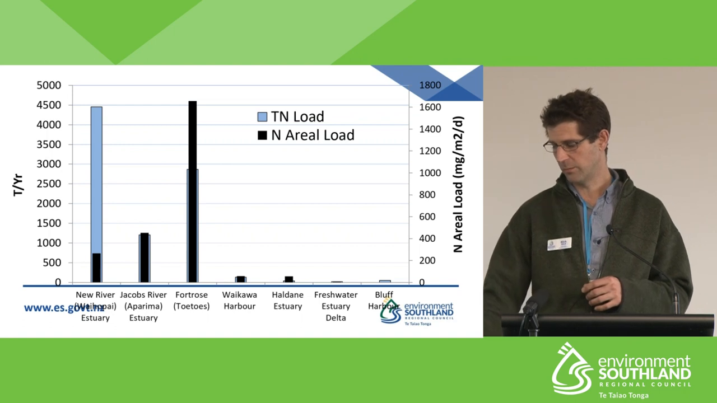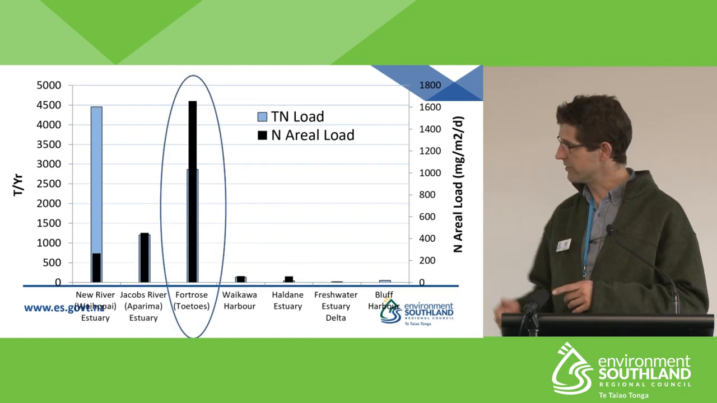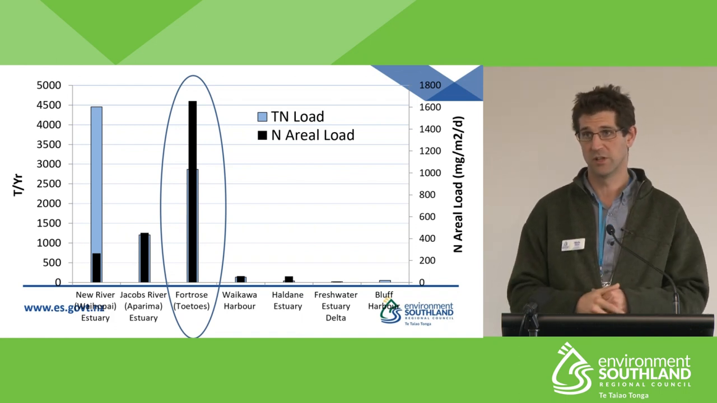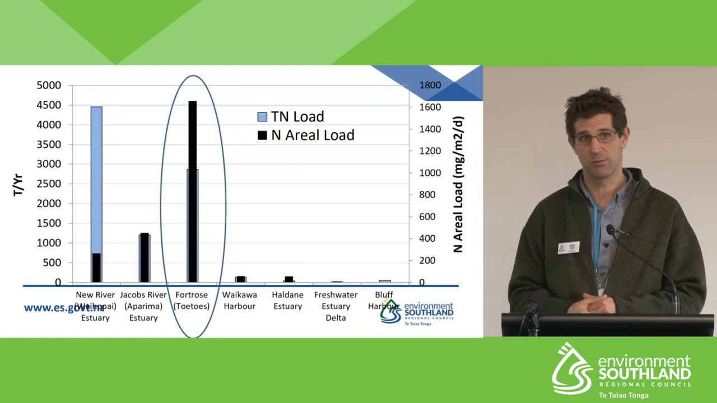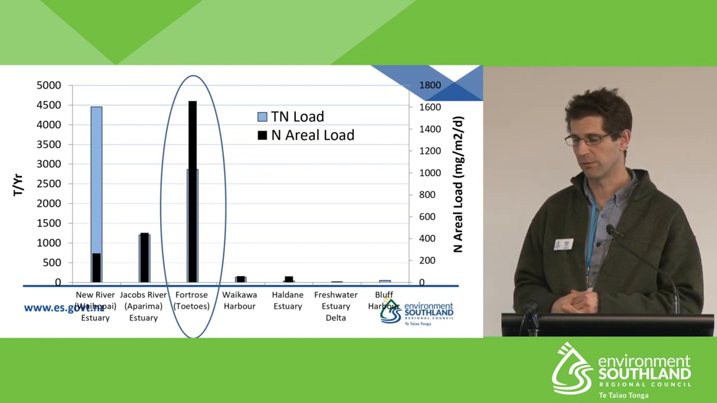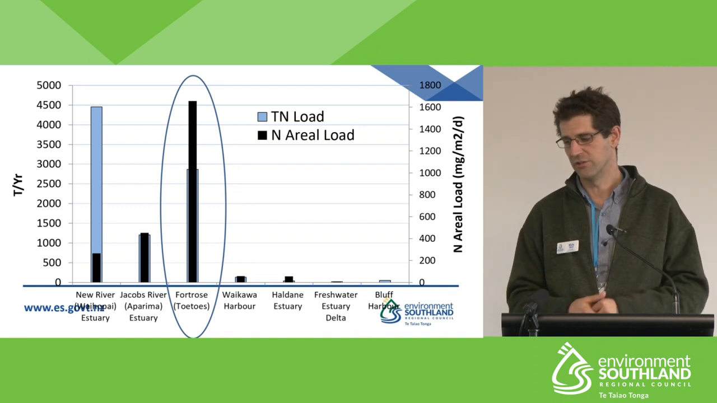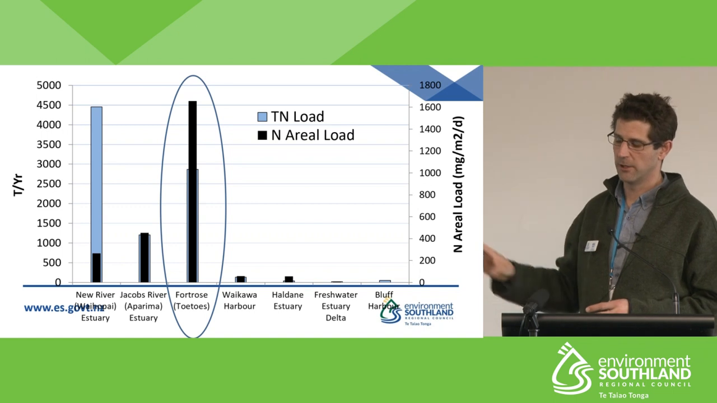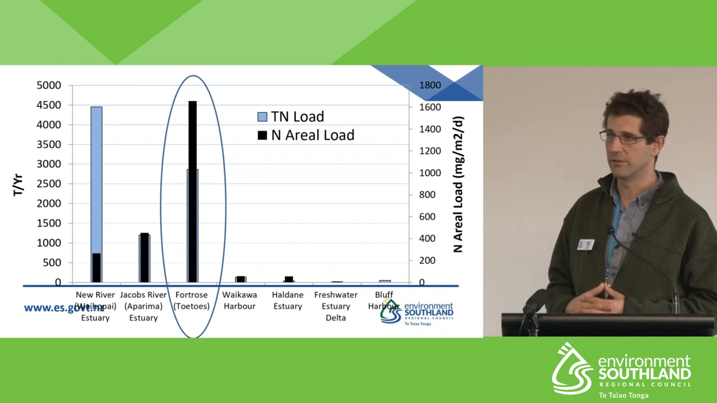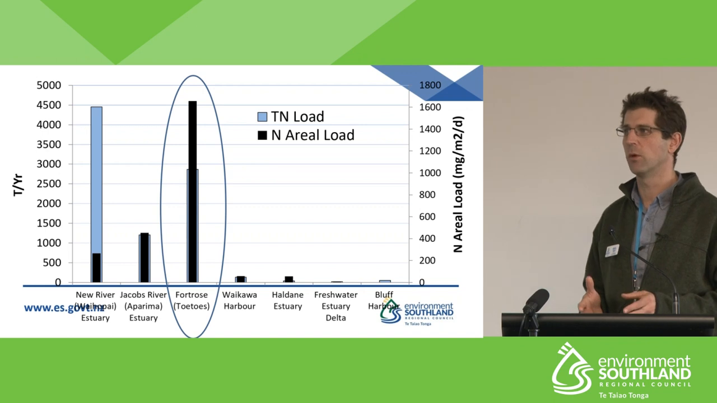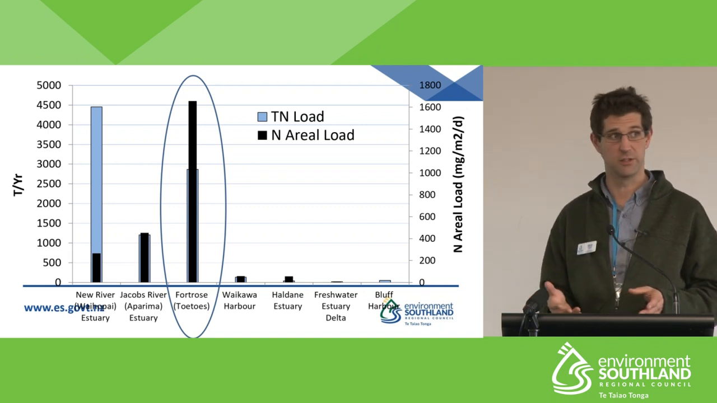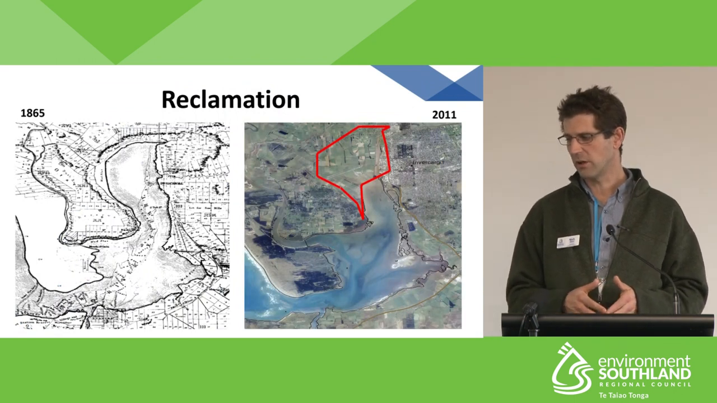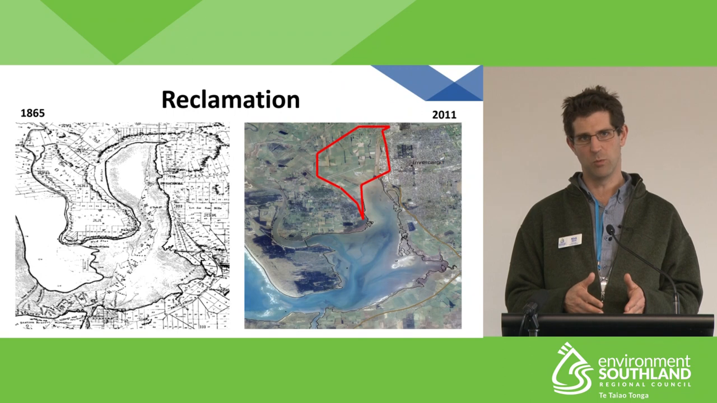But another thing to point out here is, like I said, Fort Rose is a bit different. The thing to pick out from here is that the areal load for Fort Rose is quite a bit higher than for Jacobs River Estuary and New River Estuary. Jacobs River is over in Aparima, Riverton, and New River Estuary is right near Invercargill. Fort Rose is at the bottom of the Mataura. So as you can see, the areal load is massive by comparison, but we don't see anywhere near the same kind of eutrophication expression that you see in those other systems. And that's part of the story around hydrology as well.